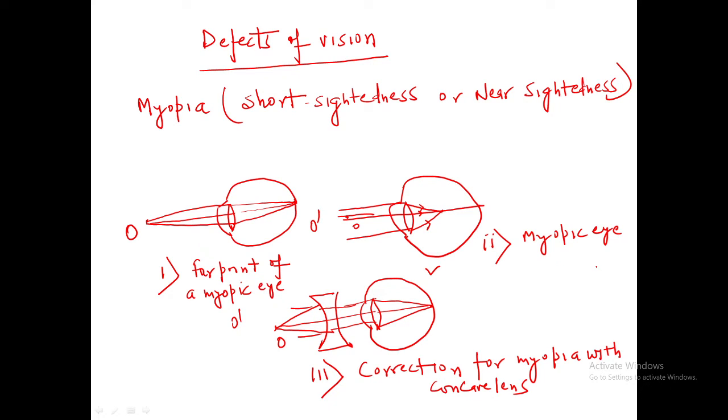This defect can be corrected by using spectacles having a diverging concave lens of suitable power. The purpose of using this lens is to produce the image back at the retina. Third case. The power of the lens needed to correct this defect is P equal to 1 upon f, that is, 1 by minus F, where F is the far point in meters. So I am going to elaborate this mathematically.